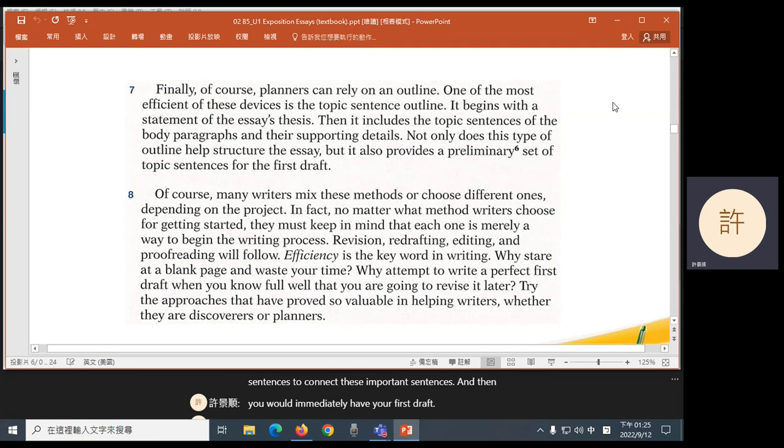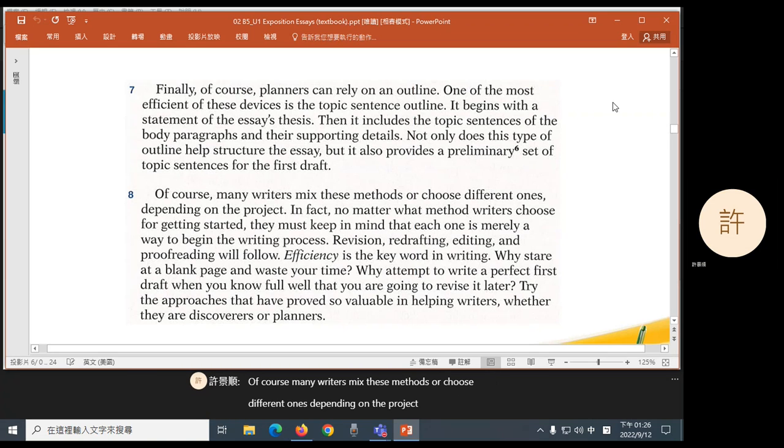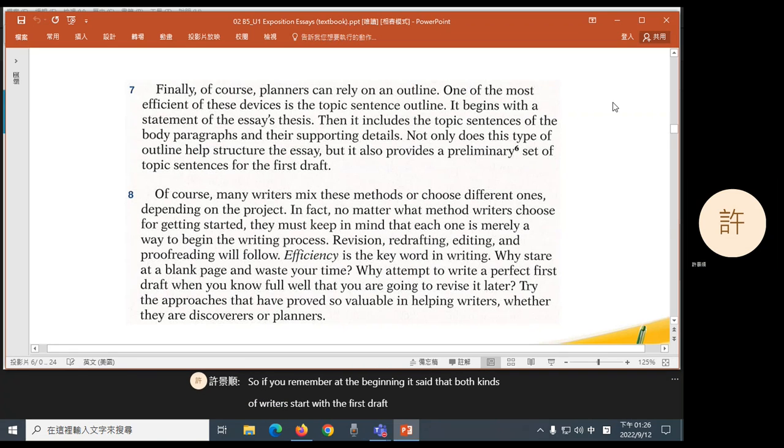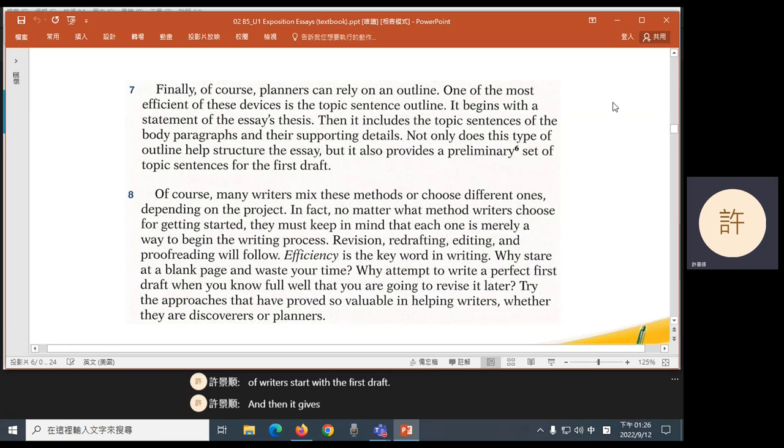Of course, many writers mix these methods or choose different ones, depending on the project. So this paragraph brings the two groups of writers back together again. So if you remember at the beginning, it said that both kinds of writers start with the first draft. And then it gives two methods for each kind of writer. And now we're bringing them both together again.